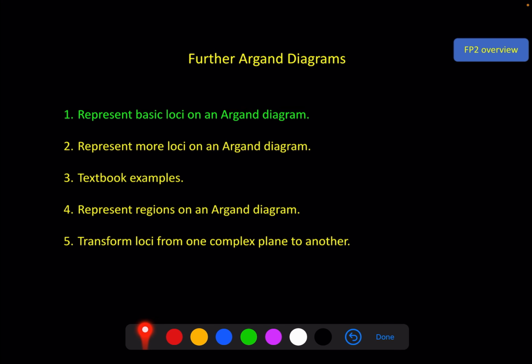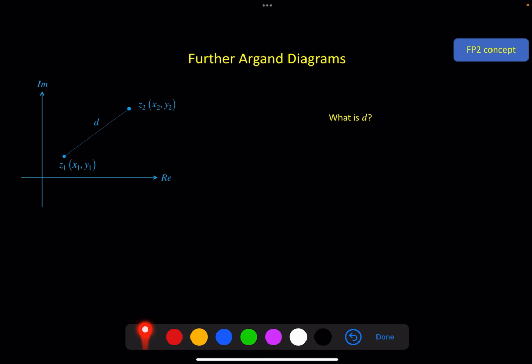Then we'll move on to representing regions on an Argand diagram, and finally transforming loci from one complex plane to another. But before we get started with these basic loci, we just need to quickly look at D, the distance between Z1 and Z2, 2 points on the complex plane in this Argand diagram. So what is D? On the one hand, you know using Pythagoras, D is very easy to find.